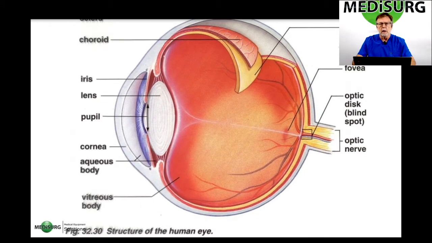This is a picture of the eye, and starting in the upper left-hand corner, we have the sclera, choroid, iris, lens, pupil, cornea, aqueous, and vitreous body. And then on the right side, retina, fovea, optic disc, which is your blind spot, and your optic nerve.